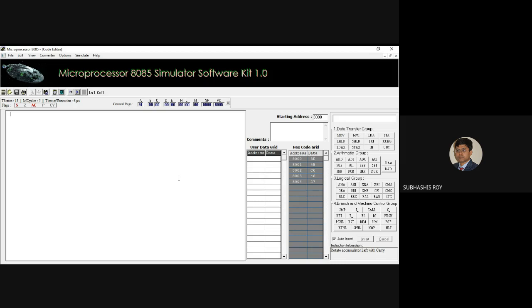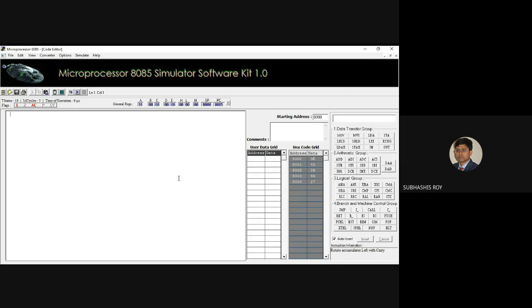from register to memory location or from register to register. We have seen different kinds of examples with MOV, MVI, LDA, STA, LHLD, SHLD, LXI, exchange XCHG, LDAX, STAX, IN and OUT instructions. Okay. So today I'm going to show you the next group of instructions, that is the arithmetic group of instructions.